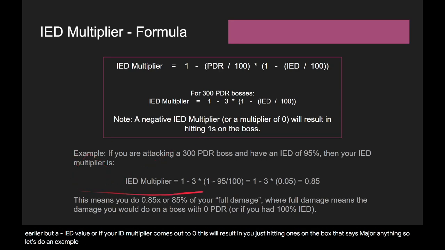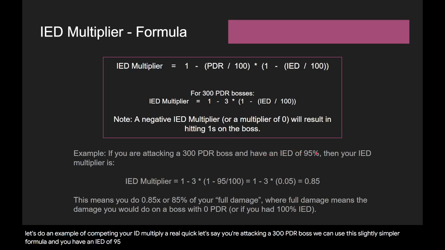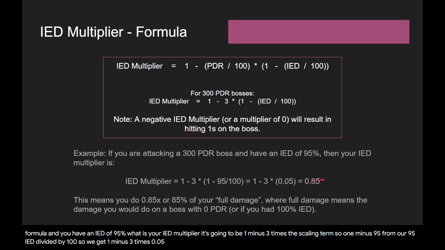So let's do an example of computing your IED multiplier real quick. Let's say you're attacking a 300 PDR boss. We can use this slightly simpler formula, and you have an IED of 95%. What is your IED multiplier? It's going to be 1 minus 3 times the scaling term, so 1 minus 95 from our 95 IED divided by 100. So we get 1 minus 3 times 0.05. In the end, it works out to 0.85.